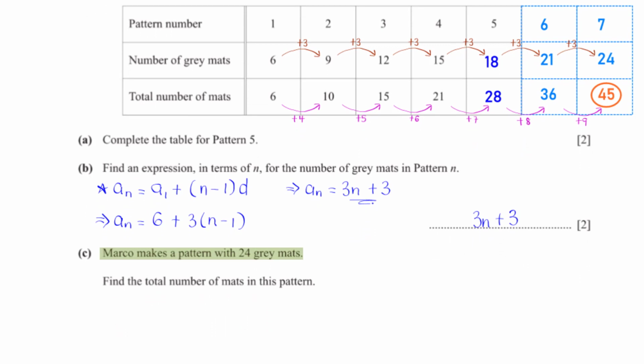Marco makes a pattern with 24 gray mats. Find the total number of mats in this pattern. From the table, we see that the pattern number with 24 gray mats is pattern 7. So to get the total number of mats in pattern 7, we first need to add 8 to 28, which gives us 36. Then we add 9 to 36, which gives us 45.